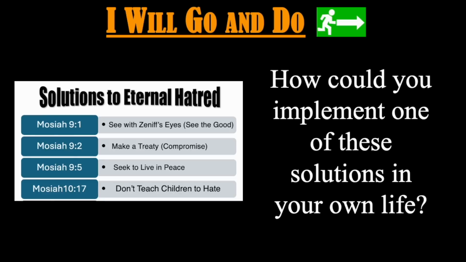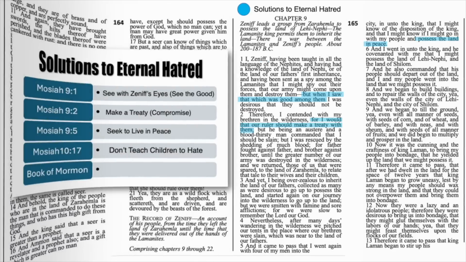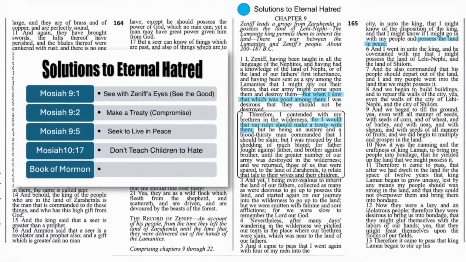In fact, one of the saddest problems with trying to see the good in your enemies is what happens in verse 2. "Therefore I contended with my brethren in the wilderness, for I would that our ruler should make a treaty with them. But he, being an austere and a bloodthirsty man, commanded that I should be slain. But I was rescued by the shedding of much blood, for father fought against father, and brother against brother, until the greater number of our army was destroyed in the wilderness. We returned, those of us that were spared, to the land of Zarahemla, to relate that tale to their wives and their children."